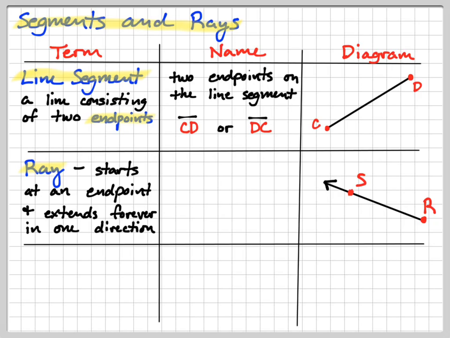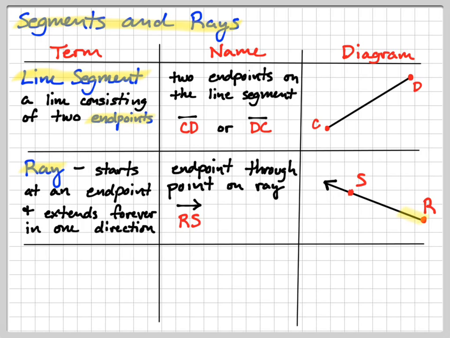Now the way I name this messes some people up every now and then. I'm going to name it with the endpoints, but it always starts at the endpoint and shoots through. And you'll notice that up here, even though my ray is going to the left, when I name it, I name it to the right, because direction does not matter here.